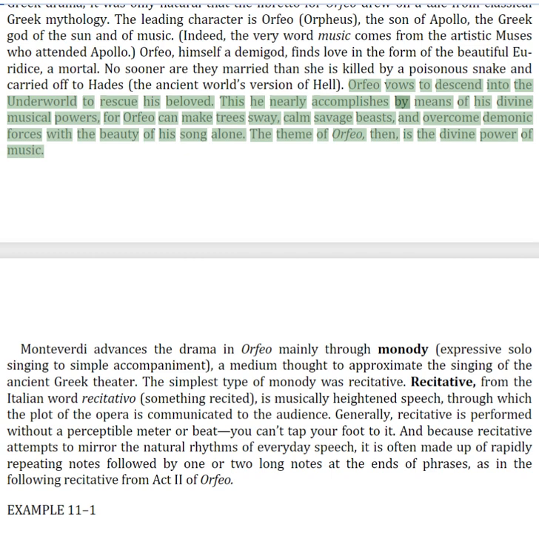This he nearly accomplishes by means of his divine musical powers, for Orfeo can make trees sway, calm savage beasts, and overcome demonic forces with the beauty of his song alone. The theme of Orfeo, then, is the divine power of music.